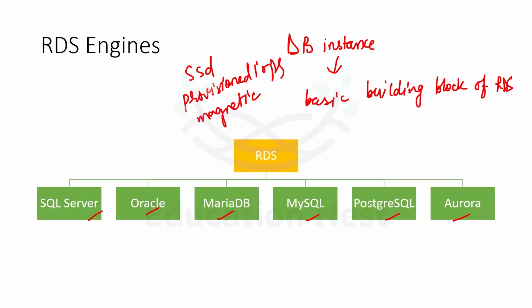Then lastly, we have Aurora. I'm not going to discuss Aurora here in depth because we do have different slides dedicated to Aurora. But Aurora is a high performance engine that we have, and it only supports MySQL and Postgres. It is very fast and high performant. How it is high performance and how it will work, we'll be discussing later in our course.